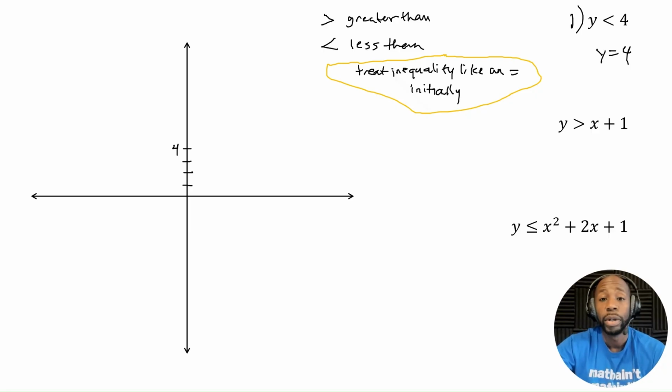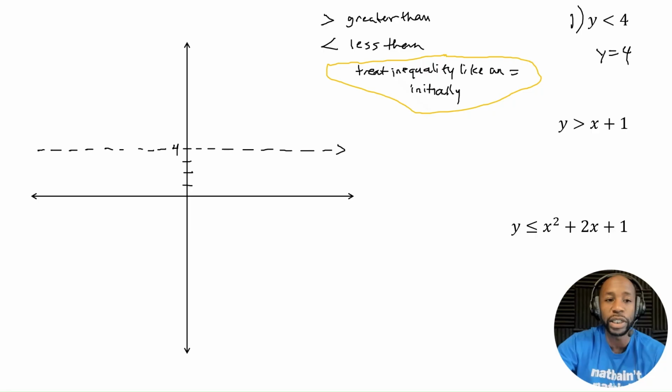Now, because this is not less than or equal to, this means you need to have a broken line like this. So you're gonna graph it like this. Okay, this is the way that looks. Now, if it was less than or equal to, then it would be a solid line. All right, so there you go.